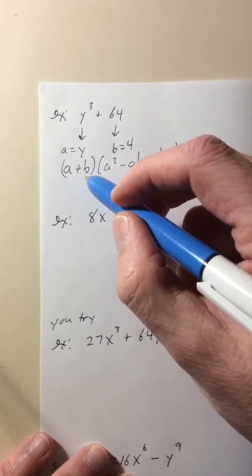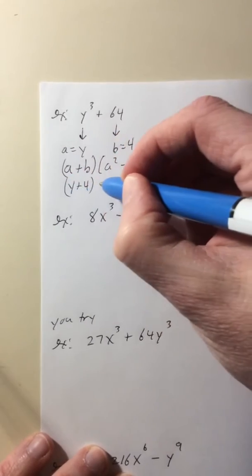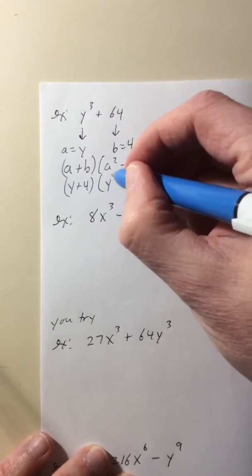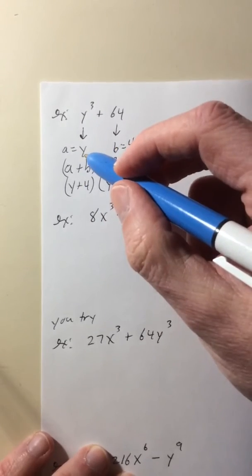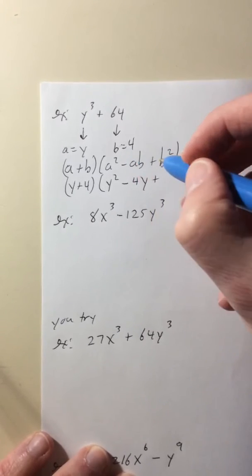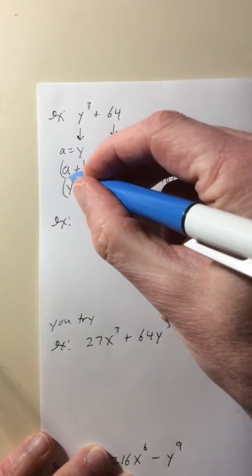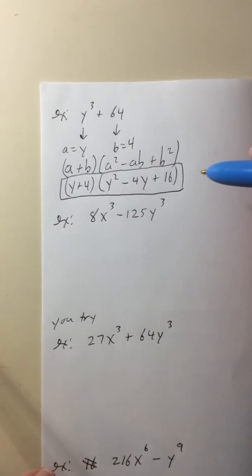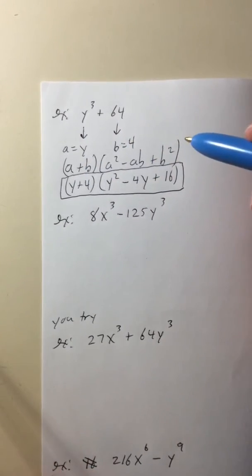All right, so we got a plus b, so a is y, b is 4, so we got y plus 4. And then we have squaring the a, and a is y, so we get y squared. And this is a minus sign, remember, because it's always the opposite of that. So we multiply a times b. A is y, b is 4, so we get 4y, plus b squared, and b is still 4, so we get 16, and we're done. Interestingly enough, when we do this, this piece here is never going to be factorable, assuming these are simplified, lowest term cubes and there was no common factor to take out.